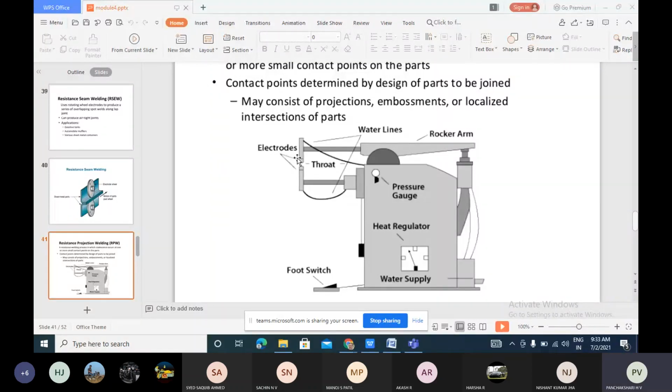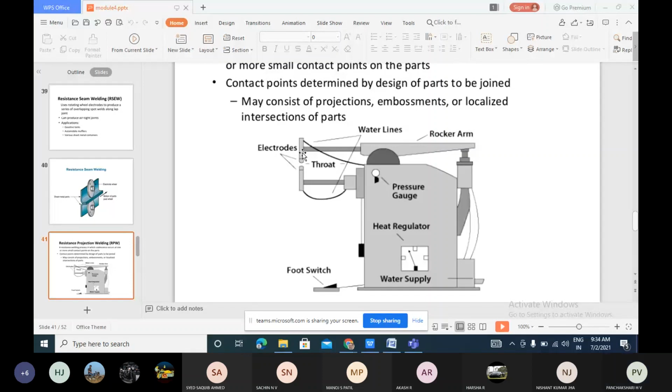Lower electrode is normally a fixed type of electrode. It will not move down. And the upper electrode can move up and down. This upper electrode is free to move up and down.